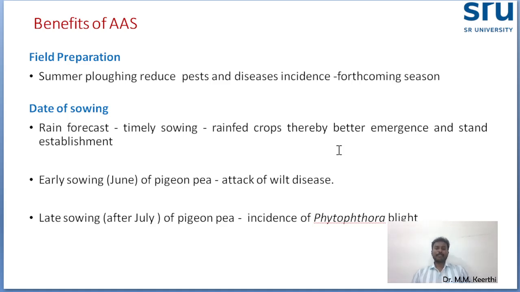Based on weather parameters and weather forecasting, we can do summer plowing. For example, if they forecast that the southwest monsoon will start in the first fortnight of June, say June 8th, then at the end of May, around May 20th or 25th, we will start to plow the land using primary tillage. So we will do summer plowing.